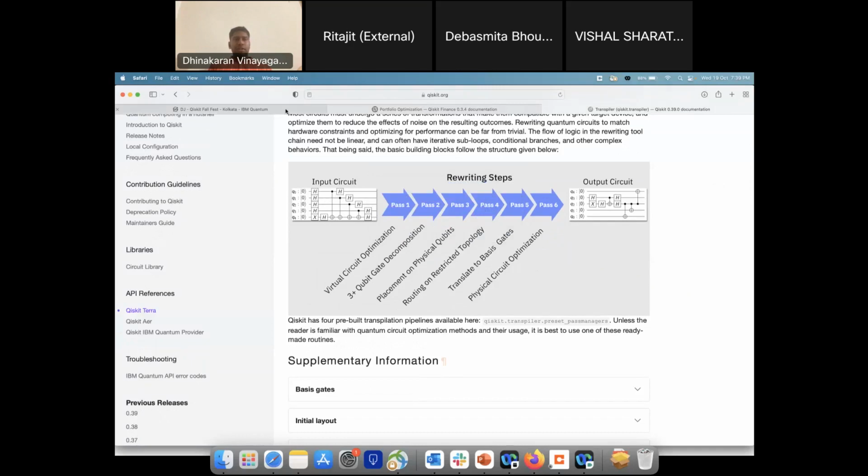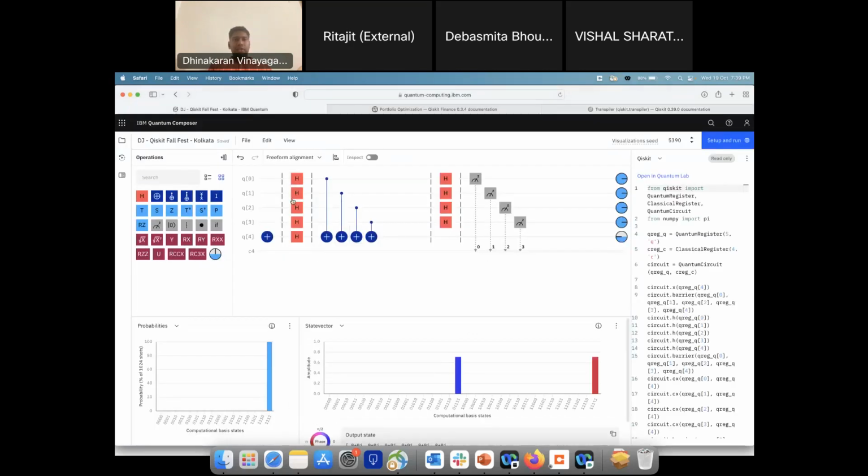So here, in this program that I wrote, I just wrote single and two qubit gates. But let's say this is a three qubit gate, right? So this involves gates 0, 1, and 2, right? But natively, almost all the hardware.